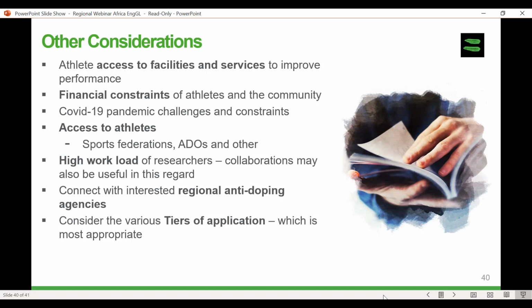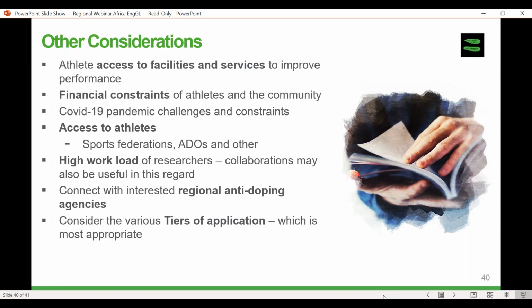And then my last slide is just on some general considerations for our region. Firstly, we know that athletes can sometimes have problems in terms of access to facilities and services to improve their performance, and this may influence their training and possibly research projects that we want to conduct. Financial constraints of athletes in our community must also be considered. And obviously the COVID-19 pandemic has had a really negative impact in many ways. You need to consider the practicalities imposed by the pandemic and how it has also influenced our athletes and sports participation.